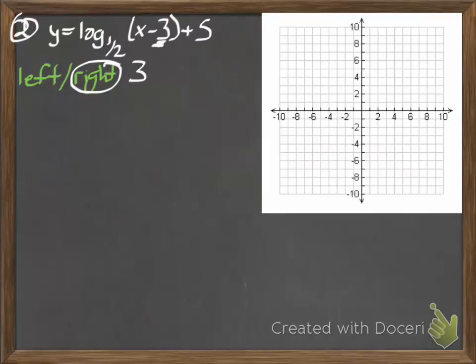Based upon this number. Because remember, it's opposite. And if you've noticed for the whole year, anytime we have any operations inside and we're looking for the transformation, it's always opposite. Because inside the parentheses or inside the operation, it's always opposite. Up/down. Up 5? Up 5.